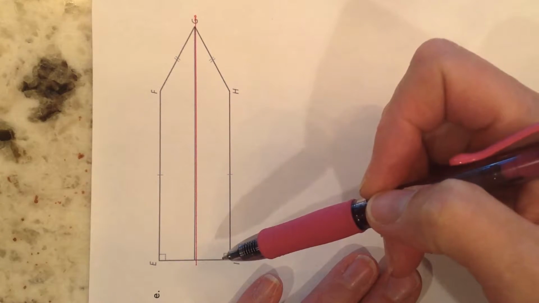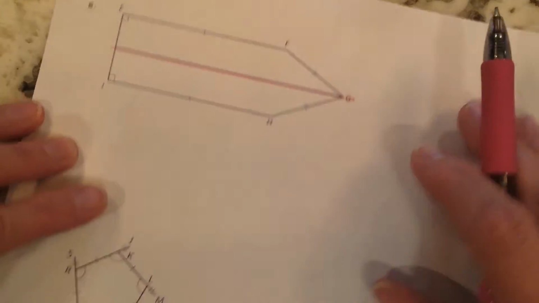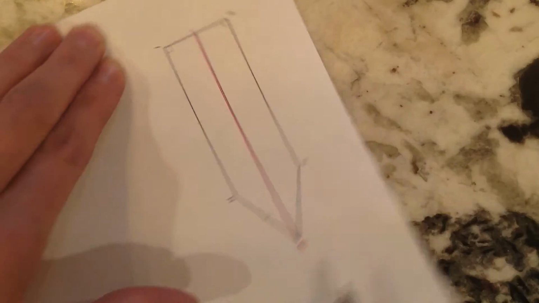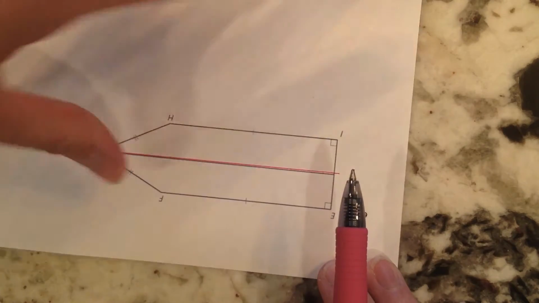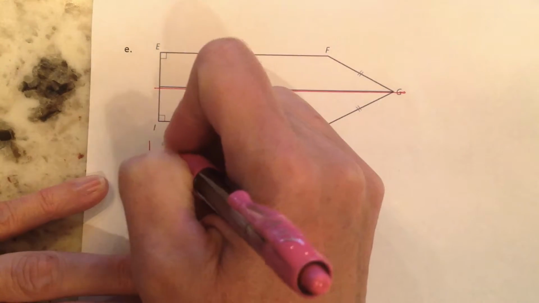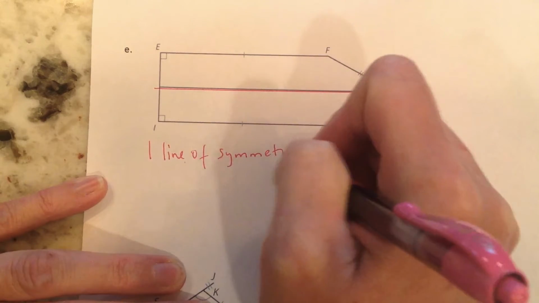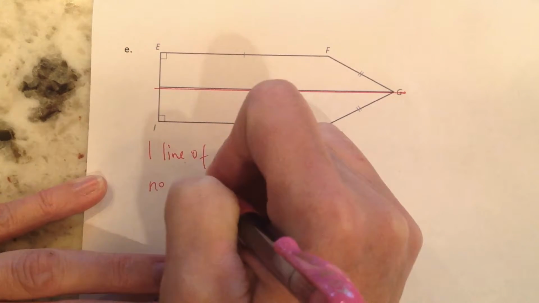So we have one line of symmetry, and it doesn't look like there's any rotational, because even if I do 180 degrees, which seems like it might work, the arrow is pointing in the opposite direction. So there is no rotational symmetry. So we have one line of symmetry and no rotational symmetry.